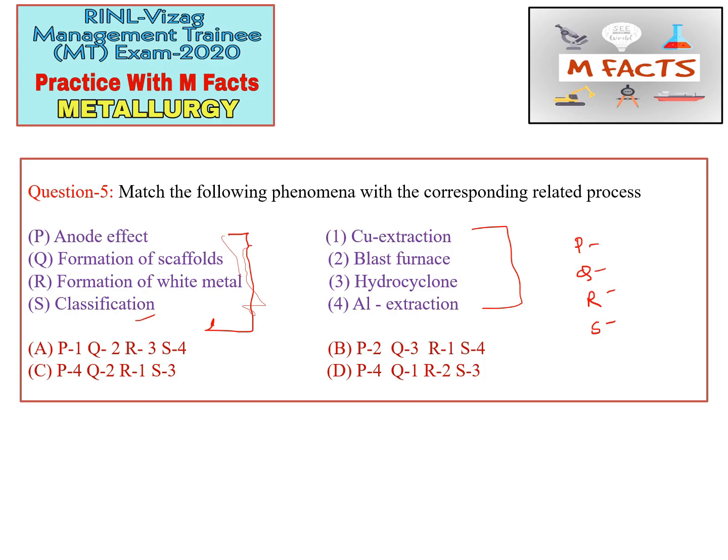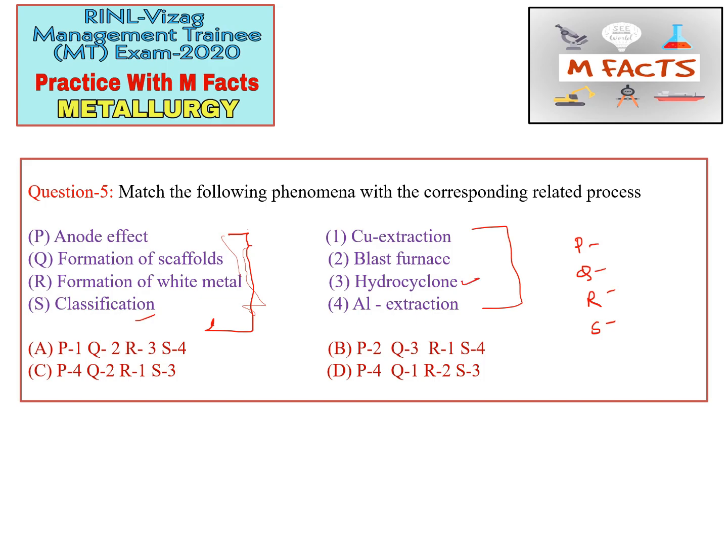Okay, so we know this blast furnace, but we don't know what we can match from this side. We know the Cu extraction, copper extraction, but we don't know which one is correct from group A to match this copper extraction. Also aluminum extraction we know, hydrocyclones we know. So hydrocyclone is something different, which is given here.